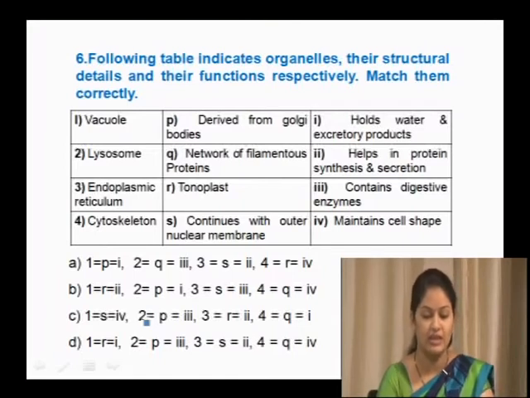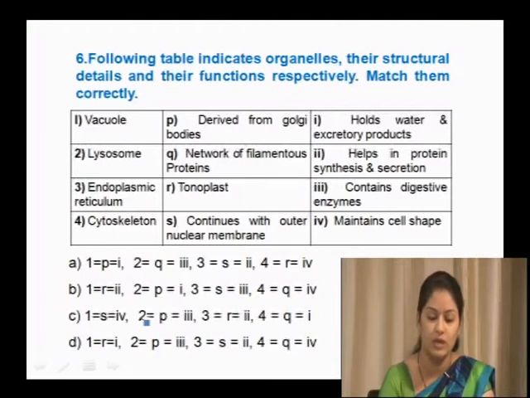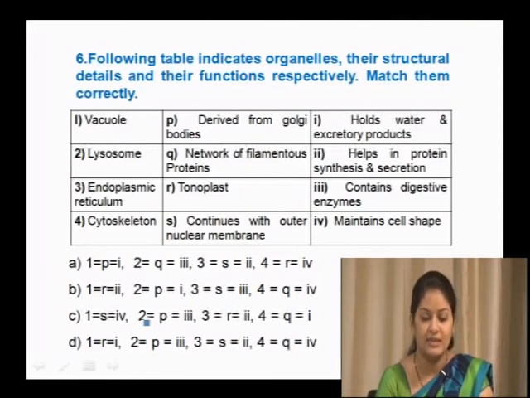Vacuole is actually associated with the tonoplast, so 1 goes with R. And if you look into its function in the third column, we can say that it holds the water and excretory product. So 1, R and Roman number 1 matches very well. 2. Lysosome. It is usually said that it is derived from the vesicles of the Golgi body, which will be filled with digestive enzymes. So for the second one, the options go like this: 2, P and 3.